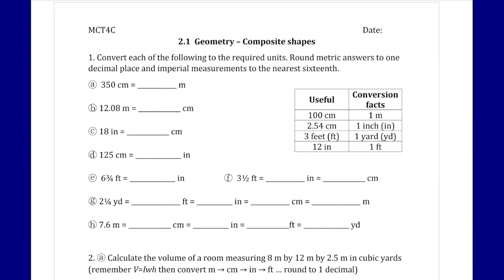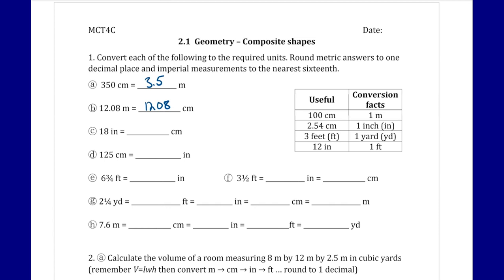So 350 centimeters equals 3.5 meters, right? We're going to divide by 100 because there are 100 centimeters in a meter. 12.08 meters to centimeters. So again, going the other way. Instead of dividing by 100, I'm going to multiply by 100 and get 1,208.